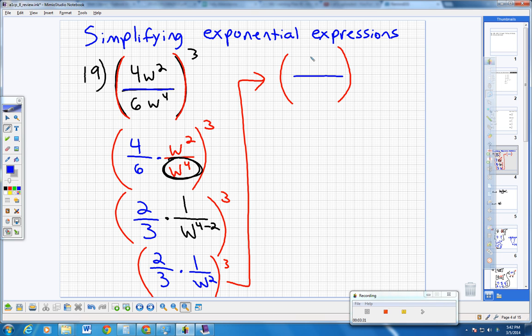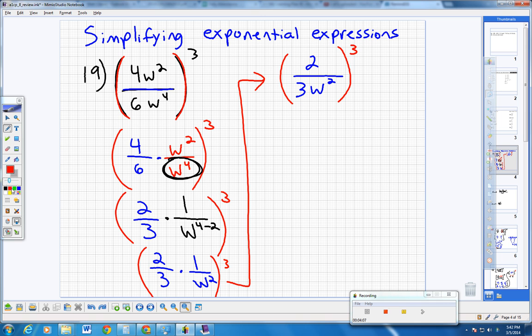So I know that 2 times 1 is 2. I know that 3 times w squared is 3w squared. All of this is still raised to the third power, just as it was to begin. So now I only have to raise, using the power of a fraction property, both the numerator and denominator to the third power. Again, I am showing every step here.